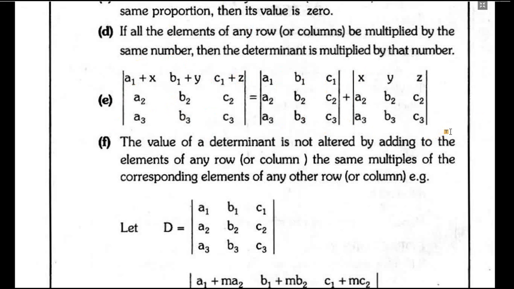दूसरी प्रॉपर्टी 5, a1 plus x, b1 plus y means some property, a2 b2 c2, a3 b3 c3. तो इसको हम सेपरेटली a1 b1 c1, a2 b2 c2, a3 b3 c3 plus x y z, a2 b2 c2, a3 b3 c3 लिख सकते हैं.